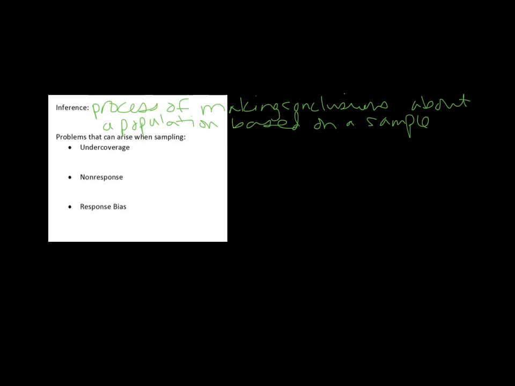The next 3 words you do need to know: undercoverage, non-response, and response bias. These are 3 issues that you can have when you're making a sample. Sometimes they are due to poor sampling, other times they are just due to the way that the population is. So undercoverage is going to happen when some groups in the population are left out of the sample. And I should say they are left out of the process of choosing the sample.